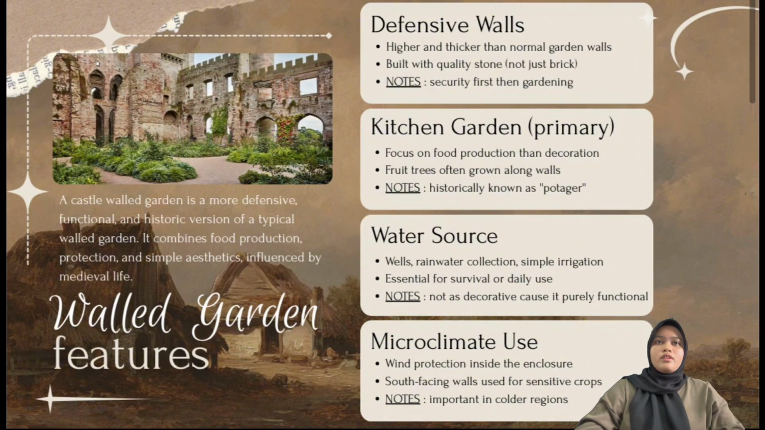For the defensive wall, it is higher and thicker than a normal garden wall. It is built with quality stone, not just normal brick. It can function as security for the garden. And for the kitchen garden, it is more focused on food production than decoration. Fruit trees often grow along the walls. And for the water source, it is rainwater collection and simple irrigation, and it is essential for survival or daily use.